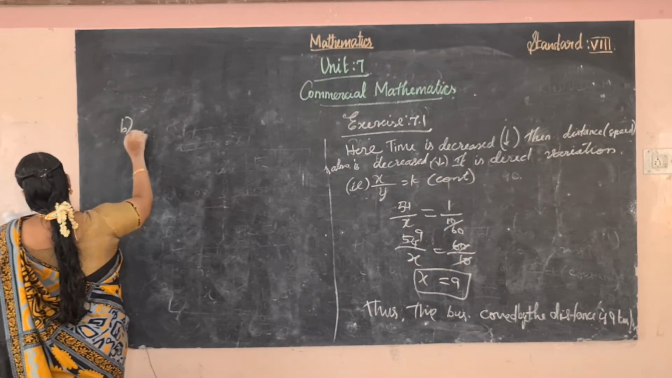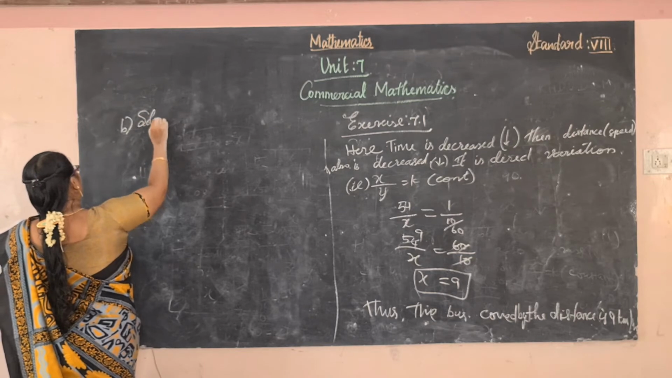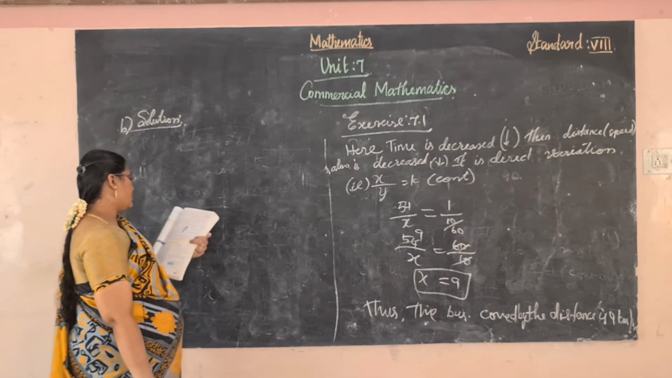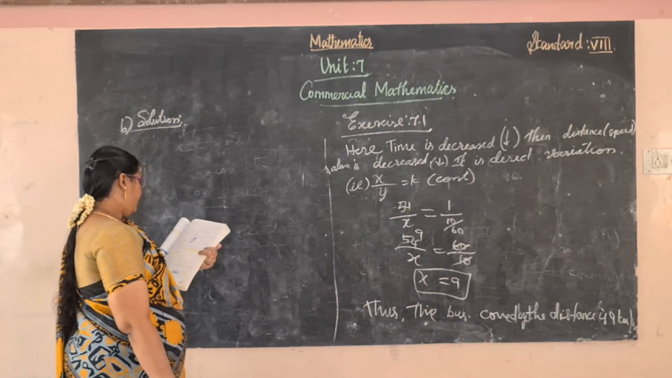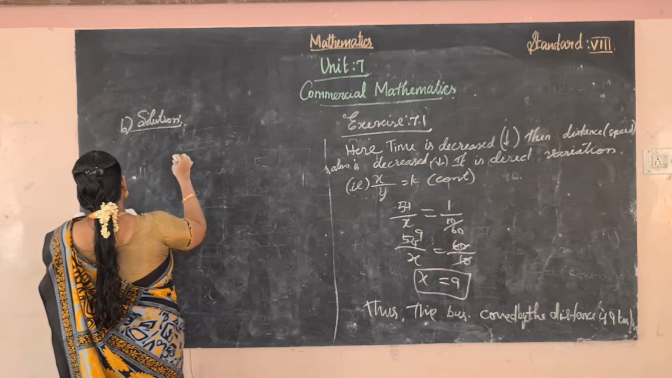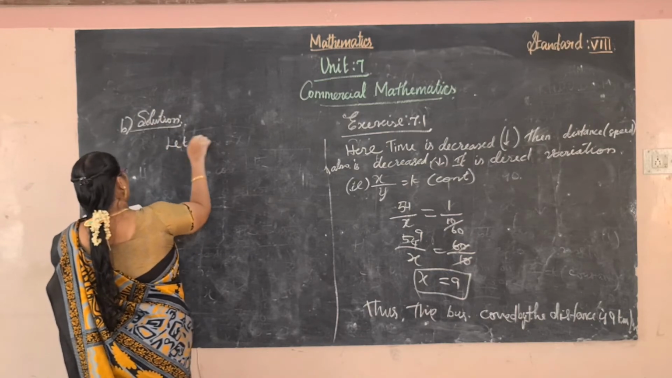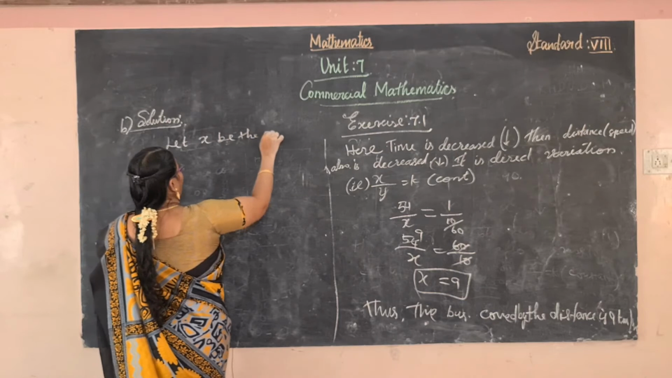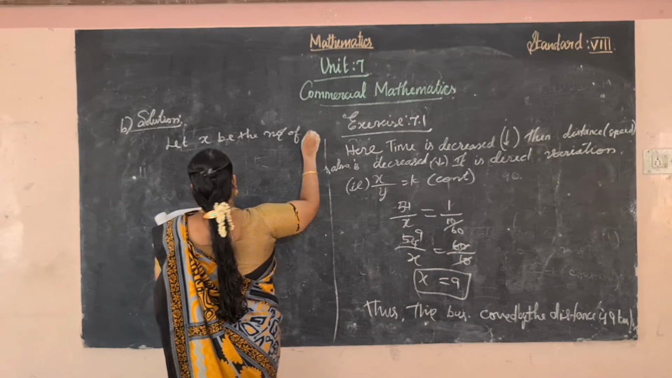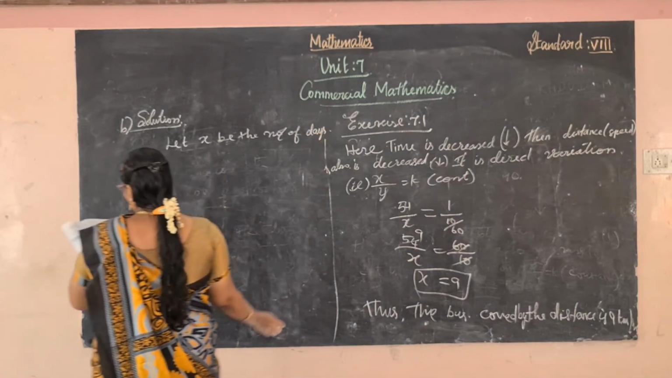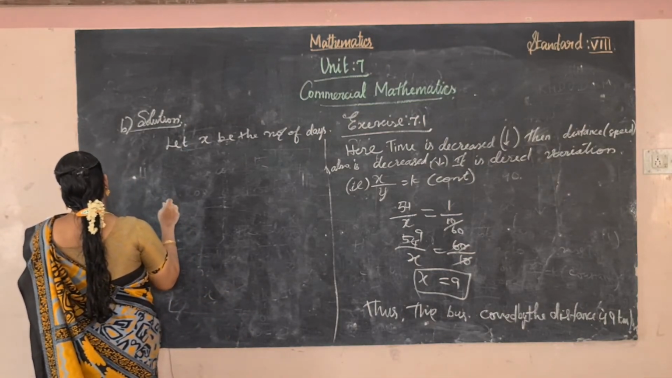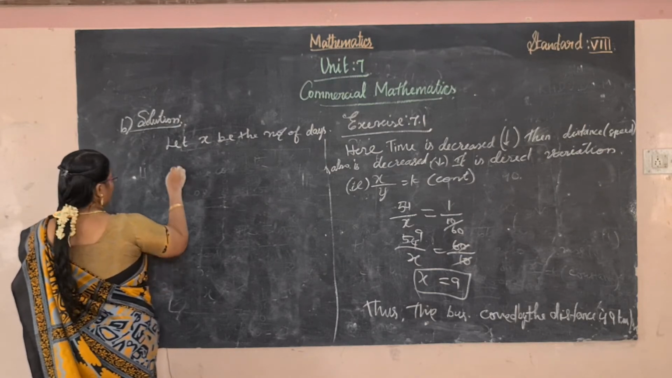Next one, sixth problem. Solution. A worker gets 560 rupees for 5 days. What do we find out? Let x be the number of days. The number of days is what we have considered as x.